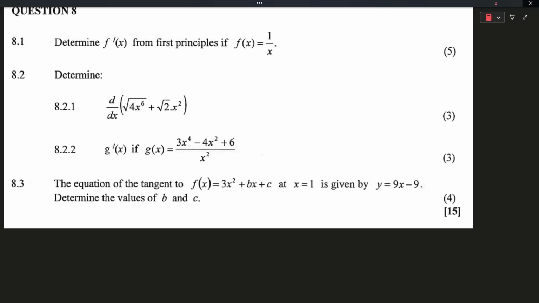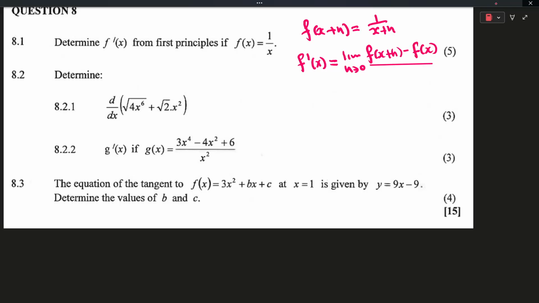Now, what do you start with when you're dealing with first principles? You start with f of x plus h is equal to, where there is x, you replace with x plus h. You see? Then now we go to the formula. f prime of x is equal to the limit as h approaches 0 of f of x plus h minus f of x over h.